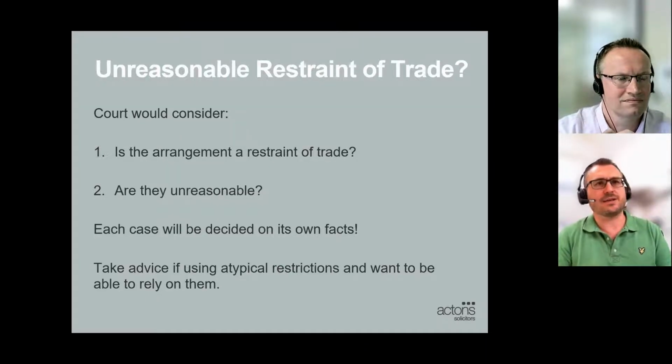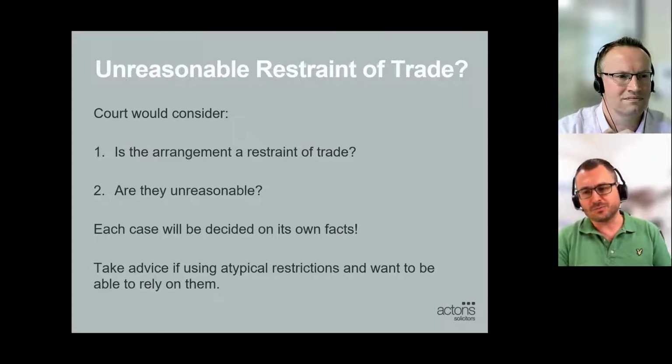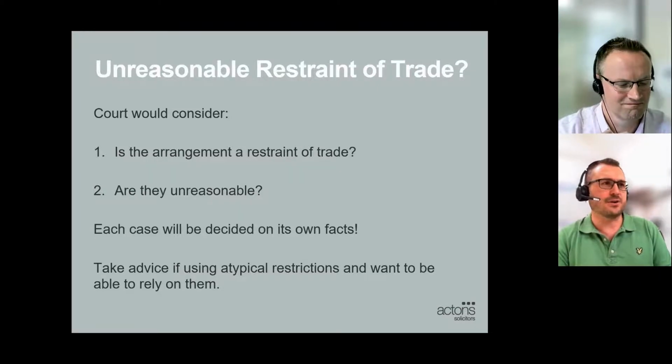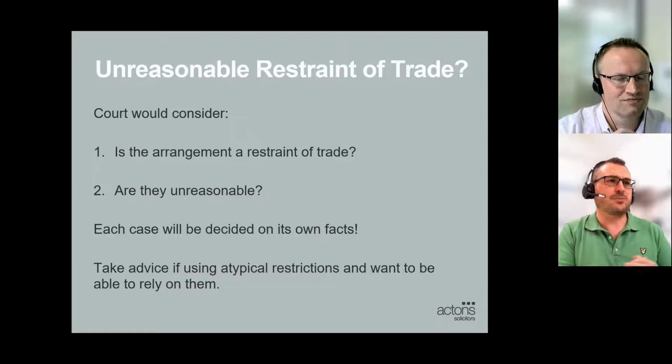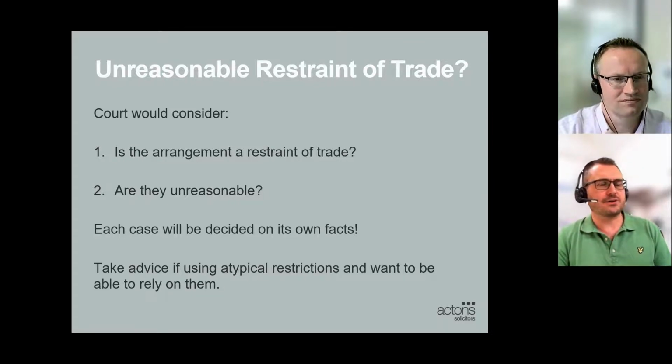Are they reasonable? And again, as Gordon will touch on, the court will always look at this on a case-by-case basis. It will always be the facts that apply at the time. And certainly if you are building any of those kind of atypical restrictions in, it's worth taking advice on that as well, so that you structure them in the best possible way for them to be enforceable too.